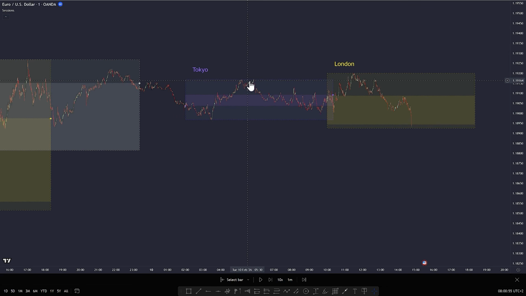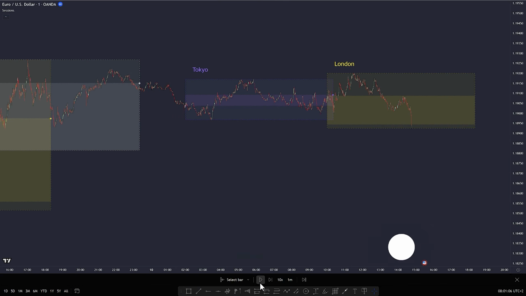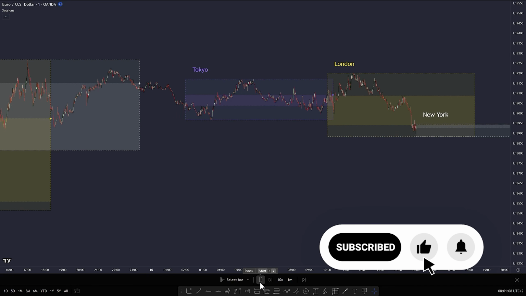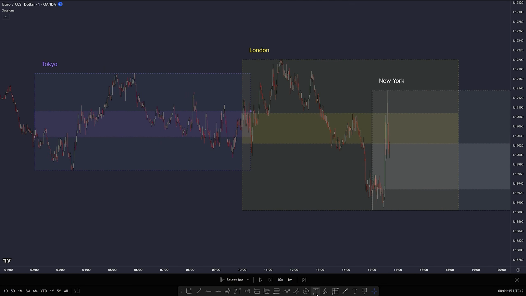So swing points show you where the stops are. Equal highs show you how loaded the pool is. Session timing shows you when the hunt arrives. 3 things. Every setup. You're not reading support and resistance. You're reading a map of where money is trapped and which direction the market has to move to collect it before it can go anywhere else. That's a completely different game.